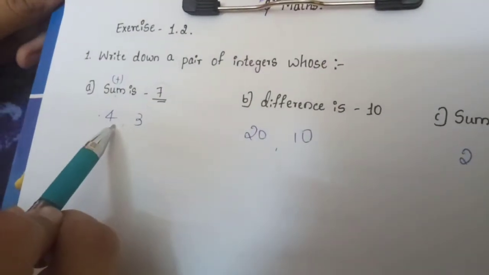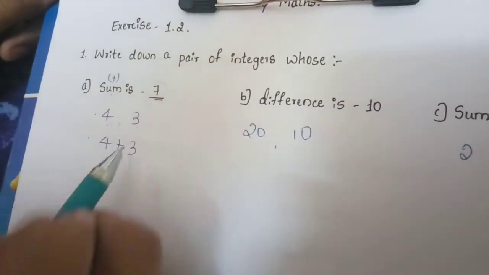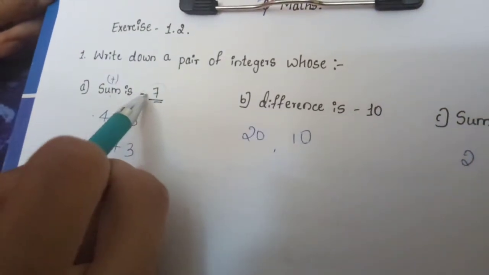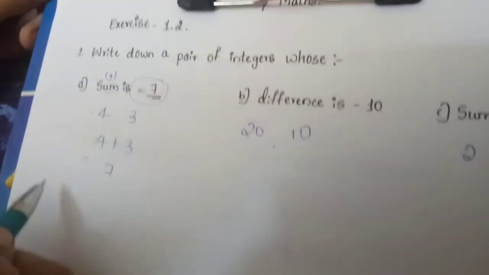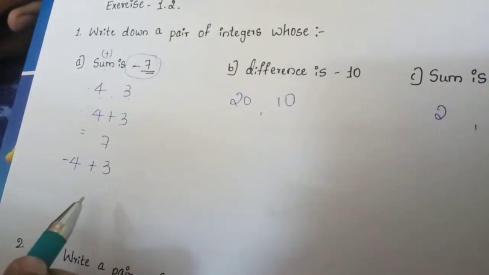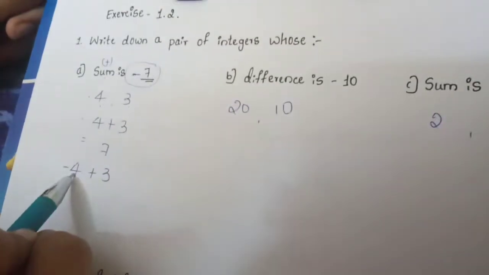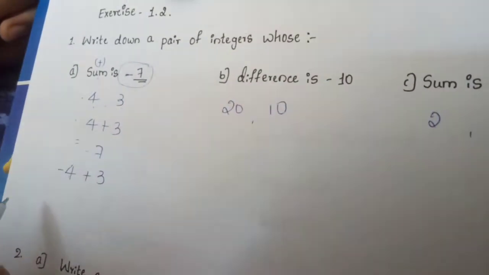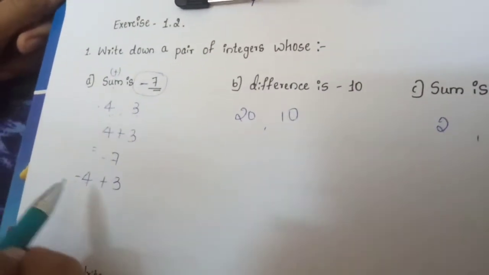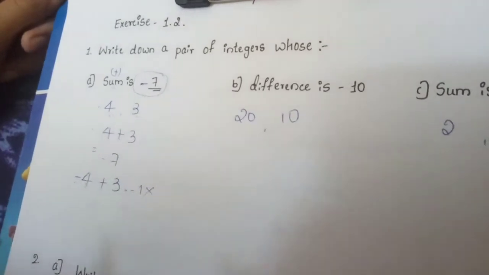So I have taken two numbers now, 4 and 3. If I add 4 plus 3, it will be 7. But we need to get the answer as minus 7. For example, if I take minus 4 plus 3, you can think that if the minus is behind the greater sign, you can get the answer as minus 7. But minus 4 plus 3, plus minus will be minus. You get minus 1, not minus 7.